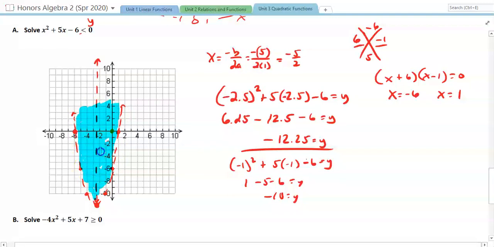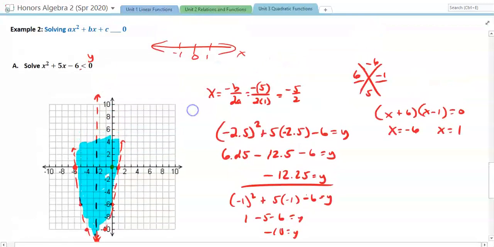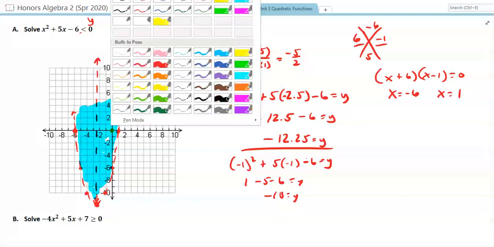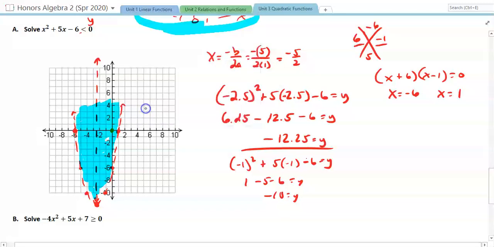But the only part I care about, again, go back to what we talked about, right? We're only dealing with one variable. We're only talking about the x values here. And so when we solve this, I only care about where this shading would be on the x-axis. Well, at -6 and at +1, it's a dashed line. So am I equal to? No. So what really would be here are a pair of circles. And where's my shading? Well, my shading is in between.